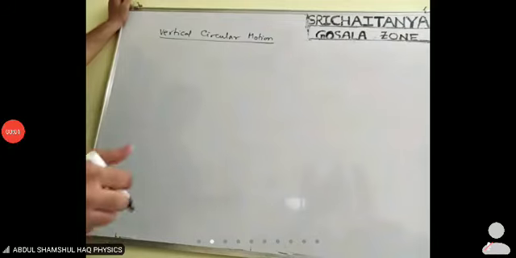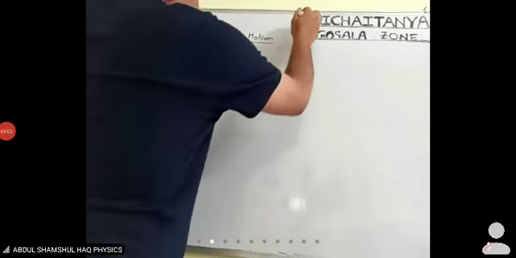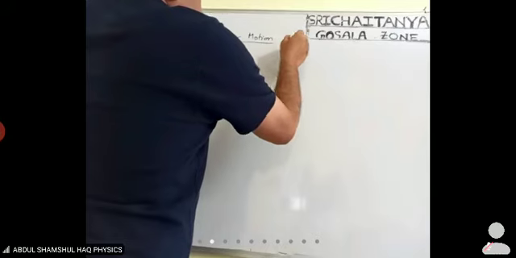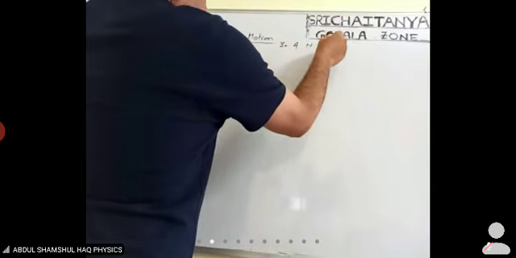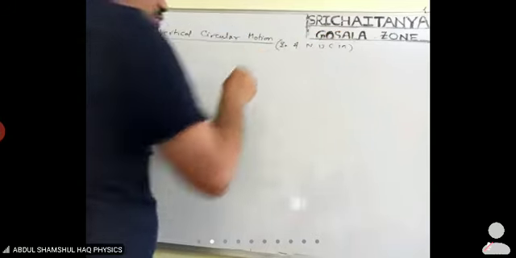Vertical circular motion. Very good, no? So it is an example of a non-uniform circular motion. In this case, the parameters which are going to change.